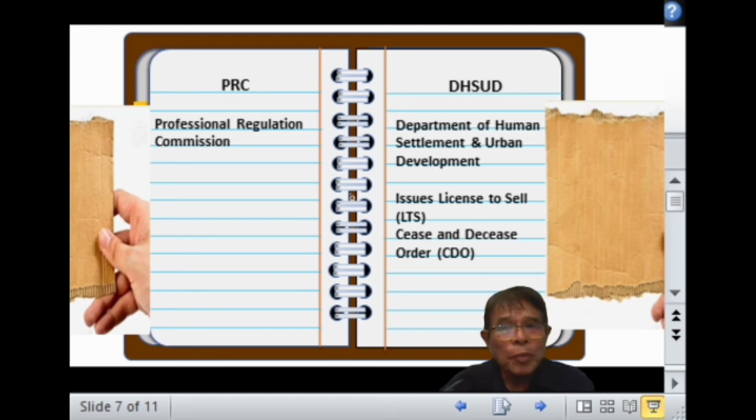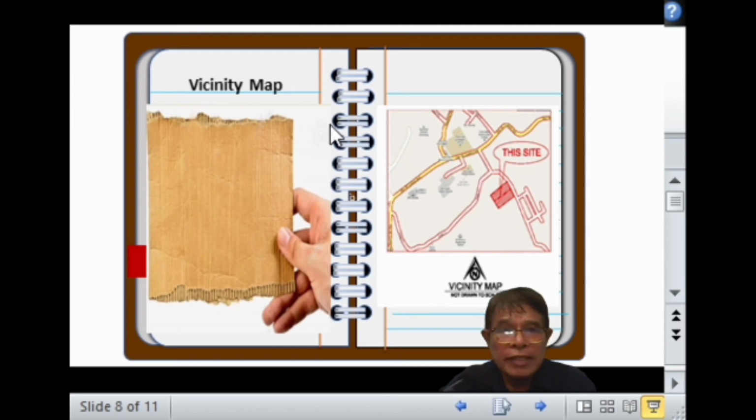DHSUD used to be HLURB, Housing and Land Use Regulatory Board. Now it's DHSUD. If you sell developers' projects, you are required to register at DHSUD, but not required if you are selling non-developers' projects.